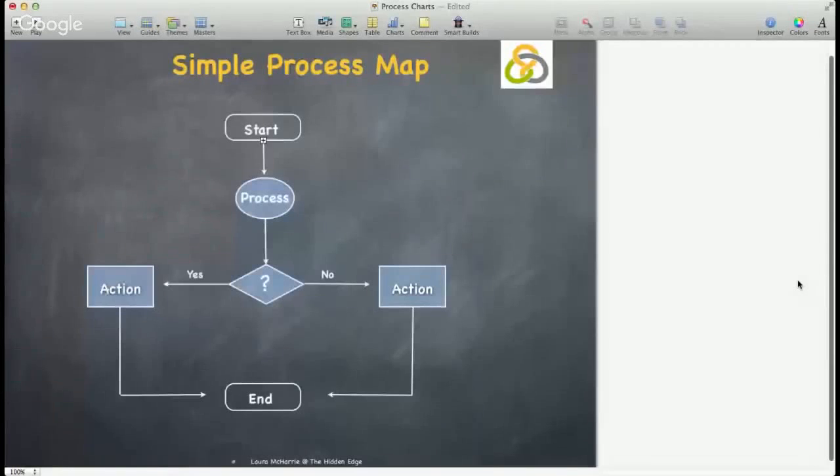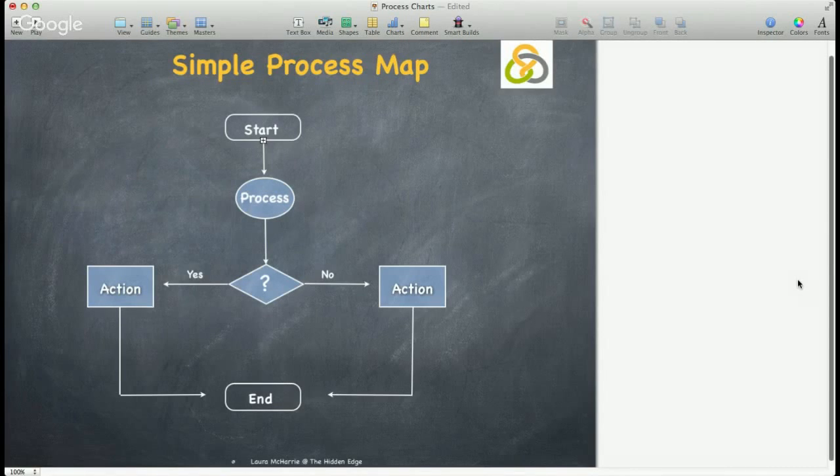This is a simple process map. It has a start and an end. It has a process, it has a decision, it has actions which result in one or the other having a means to an end. It is a simple diagram of any business process that allows you to understand the process from start to finish. Almost always depicted as a flowchart, either from top to bottom or left to right.